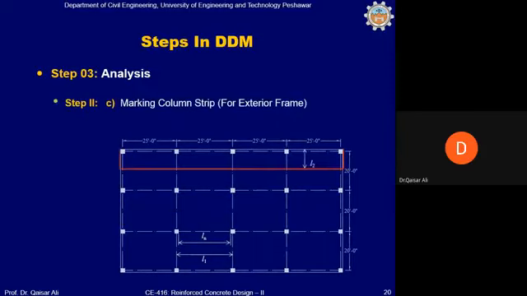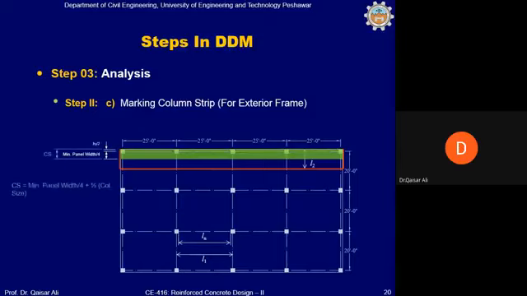Now marking column strip for exterior frame. Column strip for exterior frame is minimum panel width divided by 4, because column strip only extends on one side of the column center line. So this will be calculated like this. The column strip on the other side, from the column center line, half of the column will be added to this column strip. So column strip on one side, on the interior side of the frame, will be minimum panel width divided by 4.